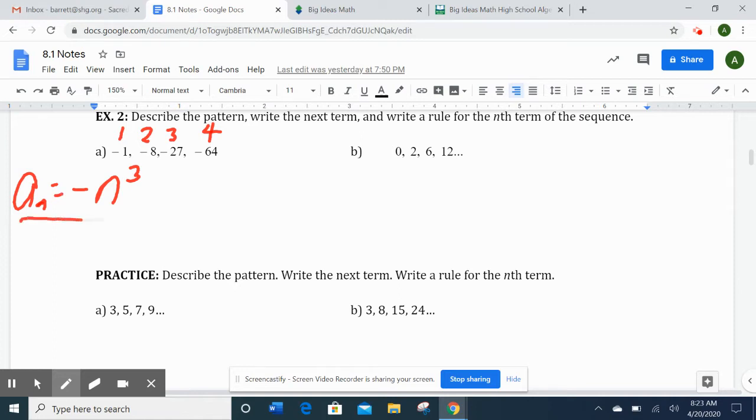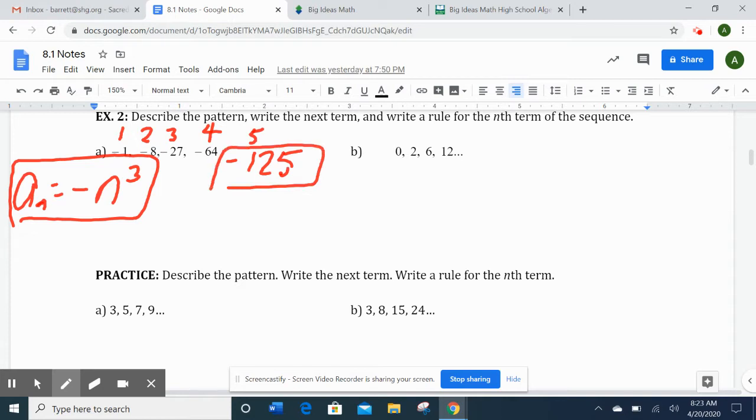So then they say find the next term. Well, when n is 5, -5 to the third is -125. So describing the pattern would probably be to say, well, it's each perfect cube, but the negative version of that. I'm not going to write it down in words, but the next term is -125, and the rule is a sub n equals -n to the third.